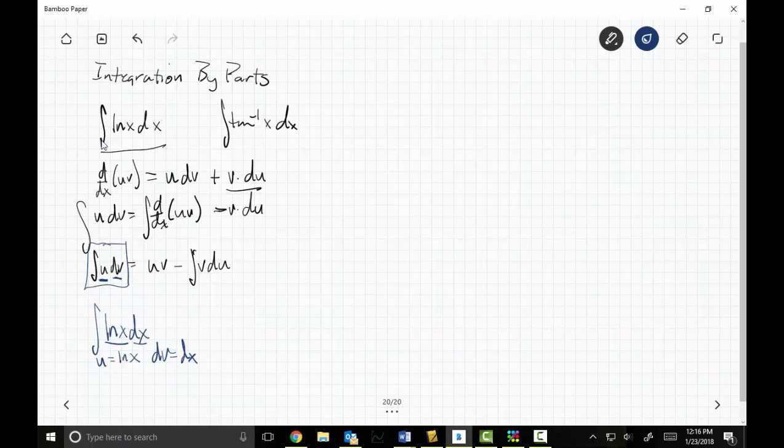I take the antiderivative. Not only that, but I need a du. How do I get from a u to a du? I take the derivative. So du is equal to 1 over x dx, and v is equal to x, right? The antiderivative of 1 dx. Remember that dx is still the thickness of a subinterval, which I need because I'm going from dv to v, which requires me to take an antiderivative.